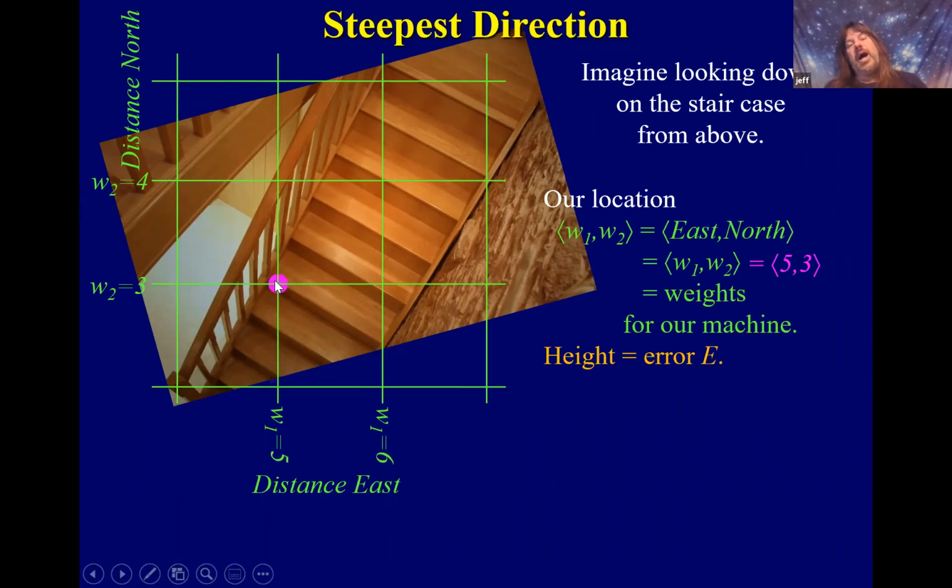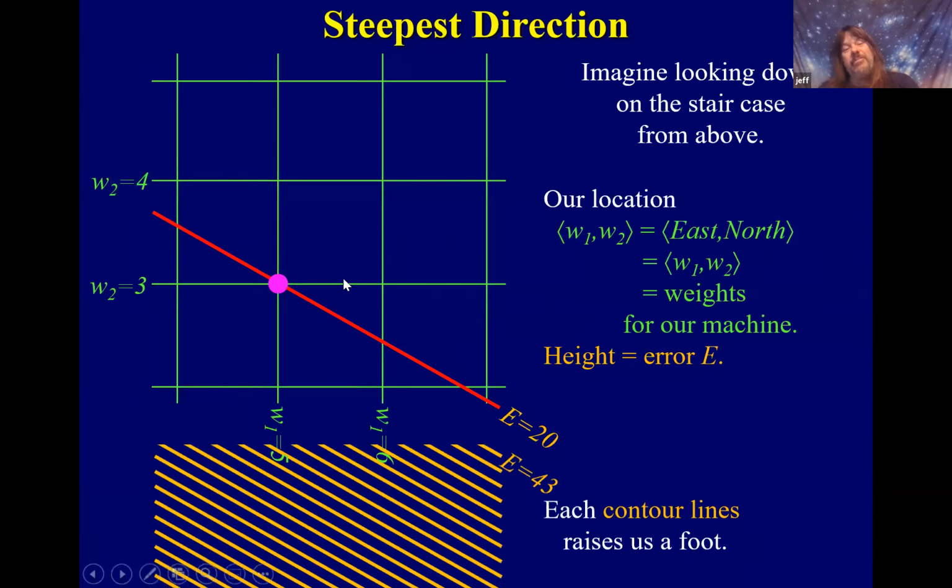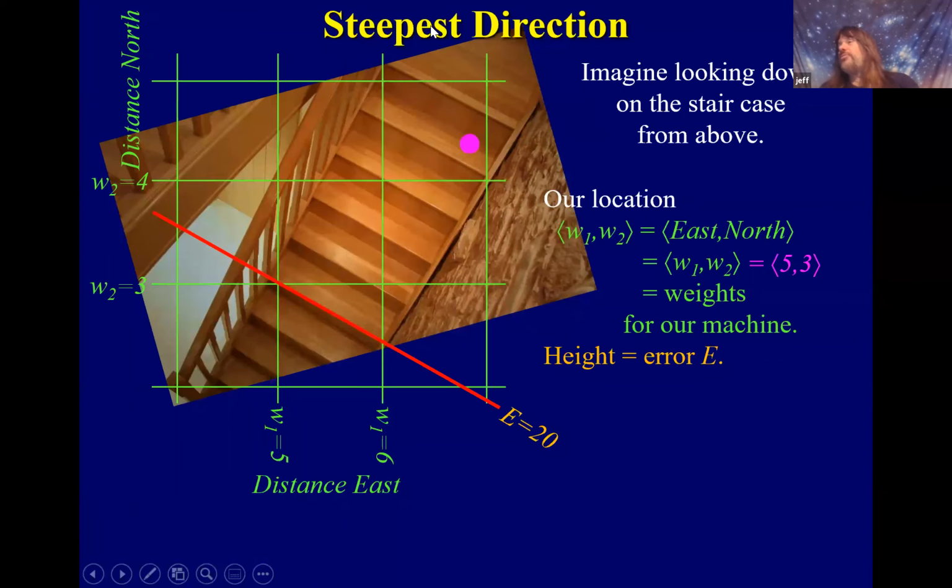So for example, if I'm at this purple dot, then my W1 value is 5 and my W2 value is 3. And I have some height because I'm on some stair, and that tells me the error, right? If I took these weights and fed all the training data through it, I would get this amount of error. Does that make sense? And what is our goal? Our goal is to find the direction of steepest ascent. And I think all of you know that that direction is not the direction of steepest ascent, right? Why? Because if we'd gone straighter, we would have gone further.